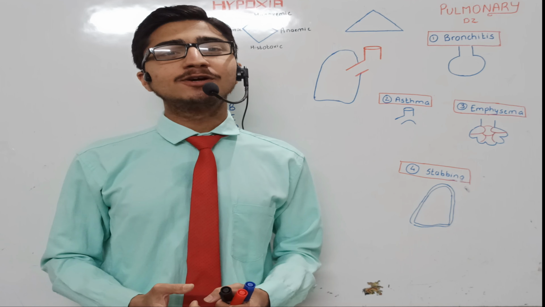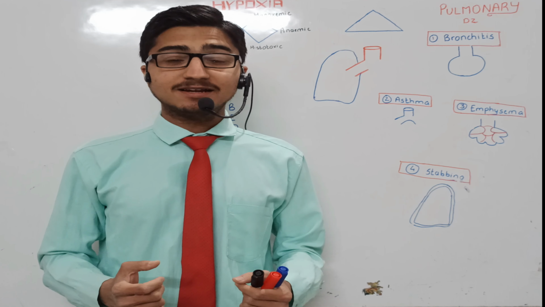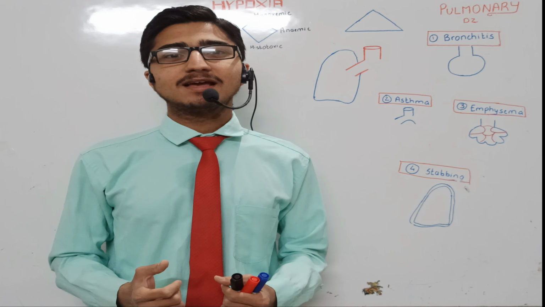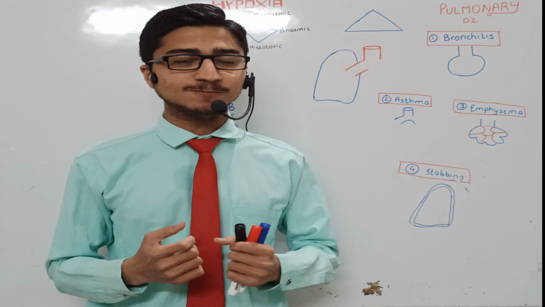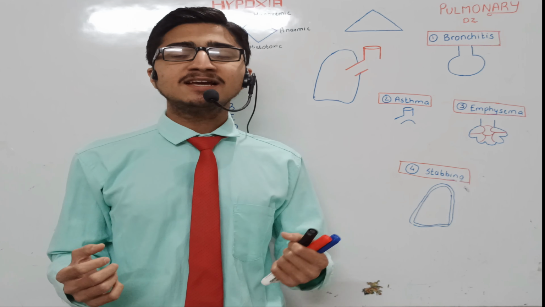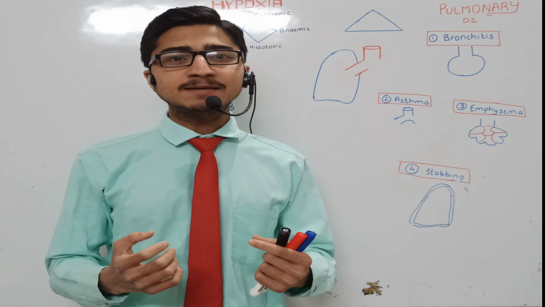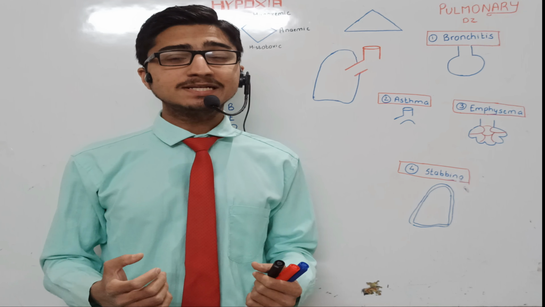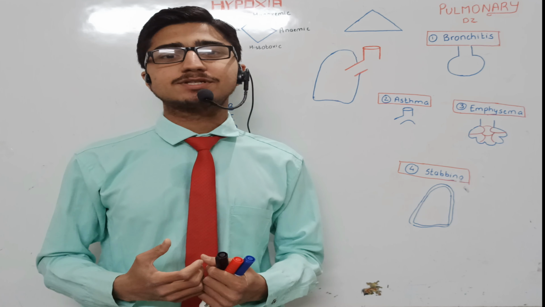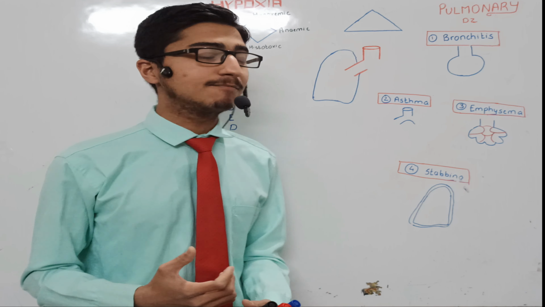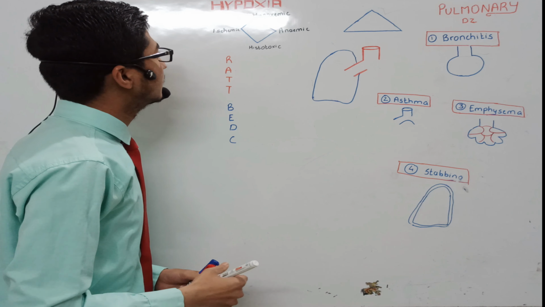In this video, we are going to focus on an important topic, that is hypoxia. Now, what do I mean by hypoxia? Hypoxia is nothing but an inadequate supply of oxygen to the tissue. Broadly speaking, hypoxia are of four kinds. Number one is hypoxemic hypoxia. Number two is anemic hypoxia. Number three is histotoxic hypoxia, and number four is ischemic hypoxia. I have shown you all four types of hypoxia.